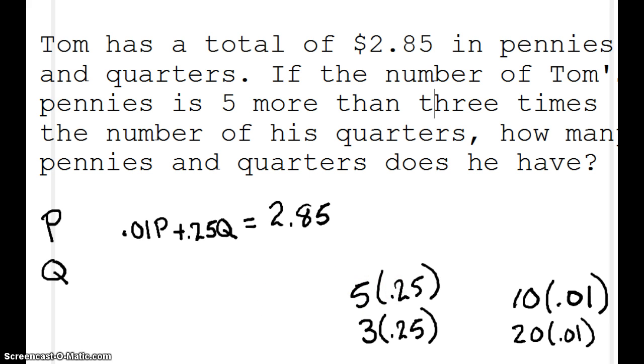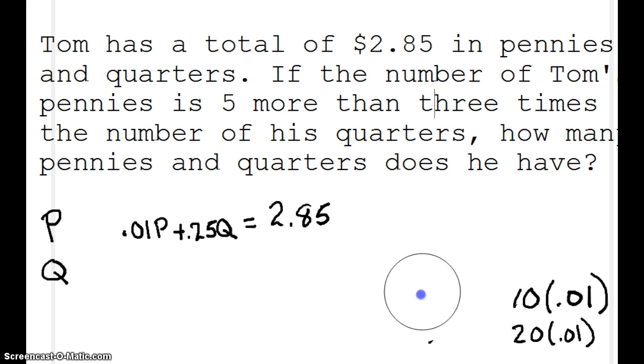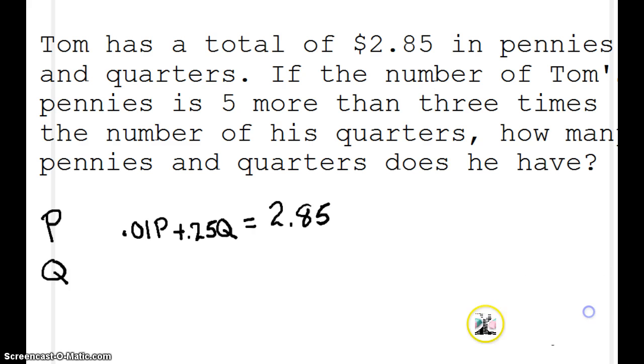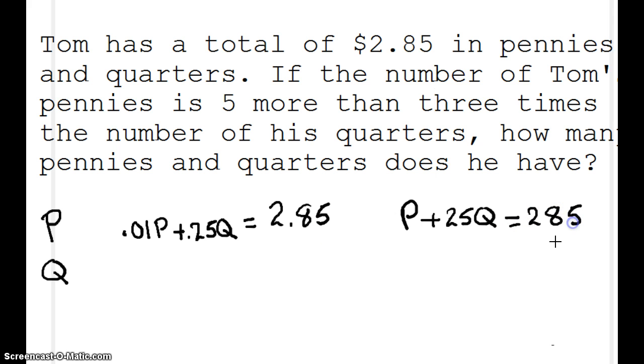Now, I'm not a real big fan of decimals if I can get away with it. So the first thing I'm going to do here to clean this up is multiply everything by 100. If I multiply this by 100, I end up with P. If I multiply this by 100, I end up with 25. And if I multiply this by 100, I end up with 285. And so my first equation is P plus 25Q equals 285.